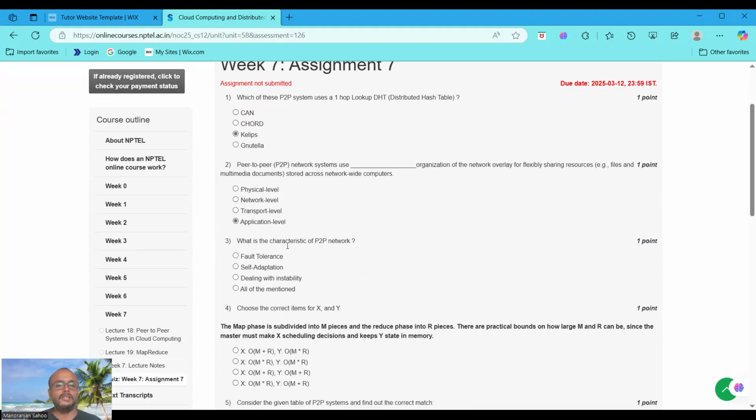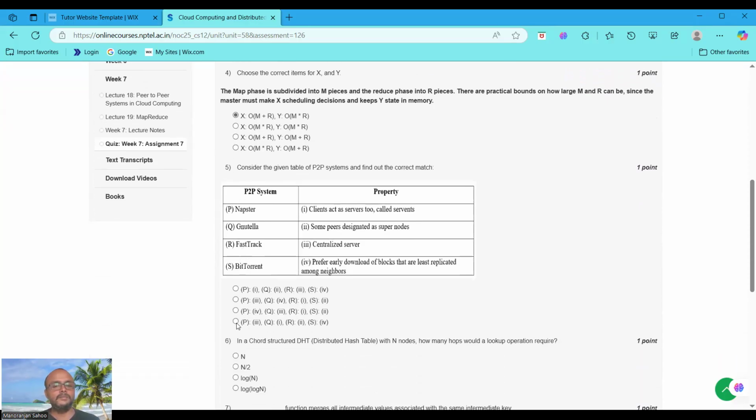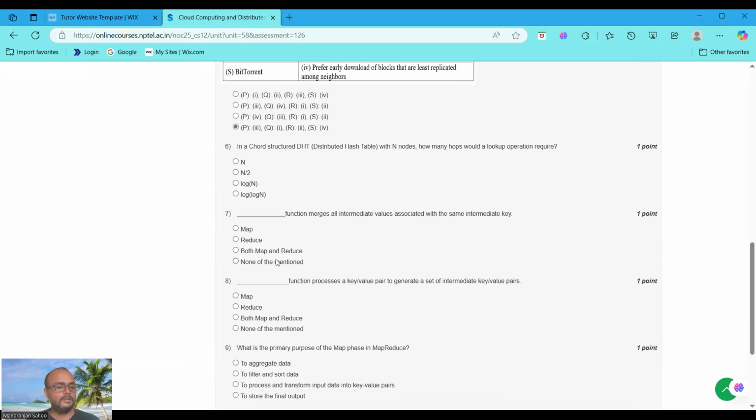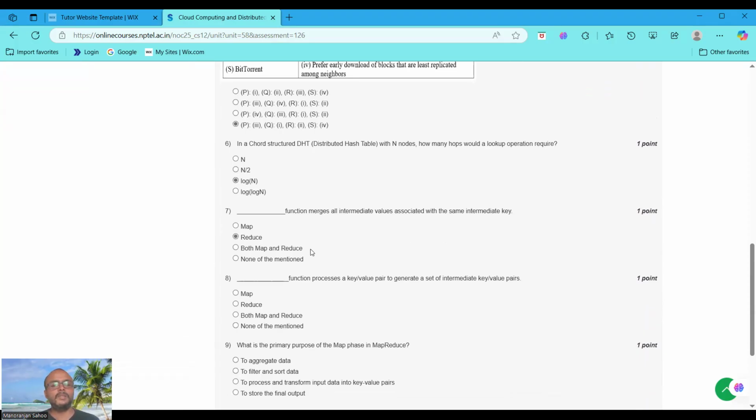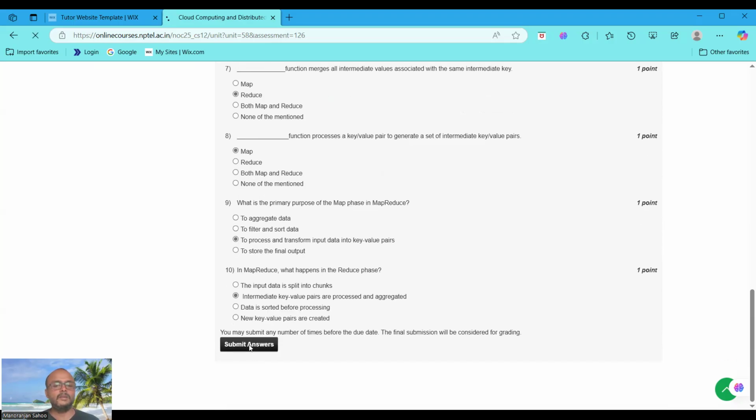First one, option C already. 2, option D. 3, option D. 4, option A. 5, option D. Got it? 6, option C. 7, option B, reduce. 8, option A. 9, option C. And 10, option B. Okay, got it?